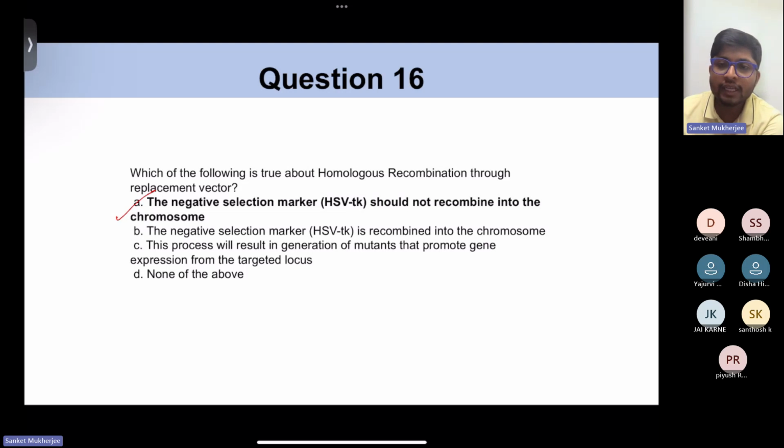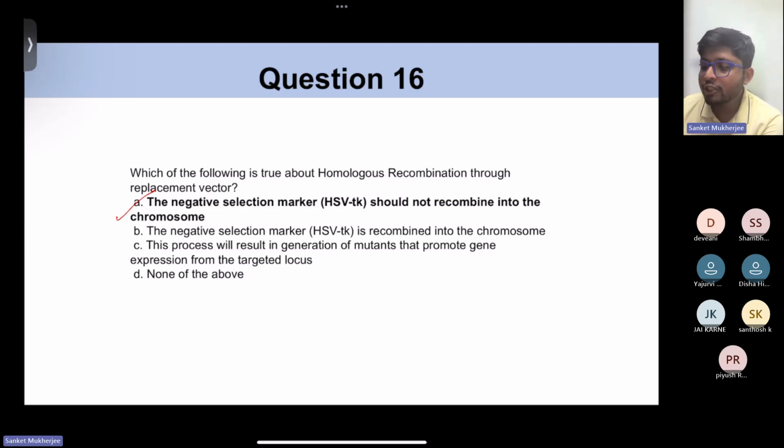The reason for a negative selection marker is that these selection markers should not be integrated into the DNA. If so, these negative selection markers are used to kill the cells which have the integration.